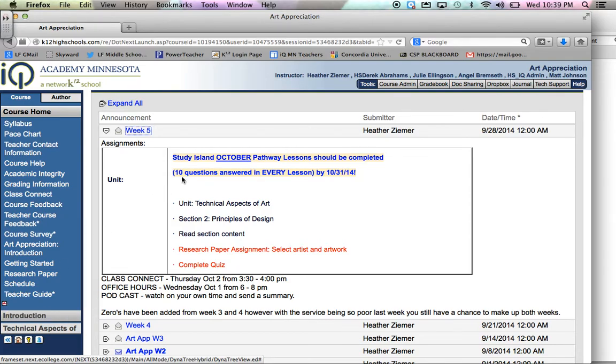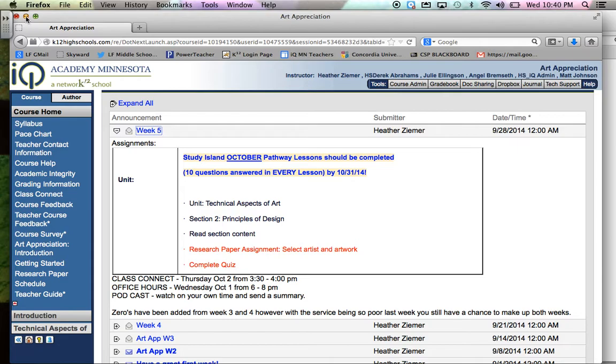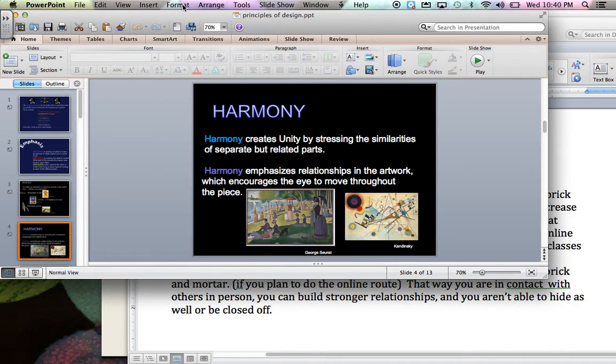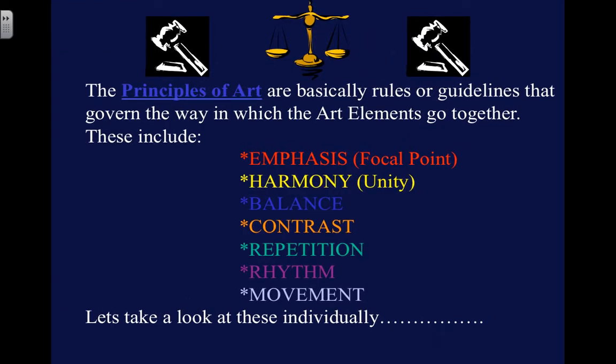So we're going to continue with the principles of design, and I want to go through what those are. Here I've got a PowerPoint, so we will start that. The principles of art are basically the rules or guidelines that govern the way in which the elements of art go together. As a brief overview, we have emphasis, which is a focal point, harmony, which is seeing if everything is unified within the work, balance, contrast, repetition, rhythm, and movement.